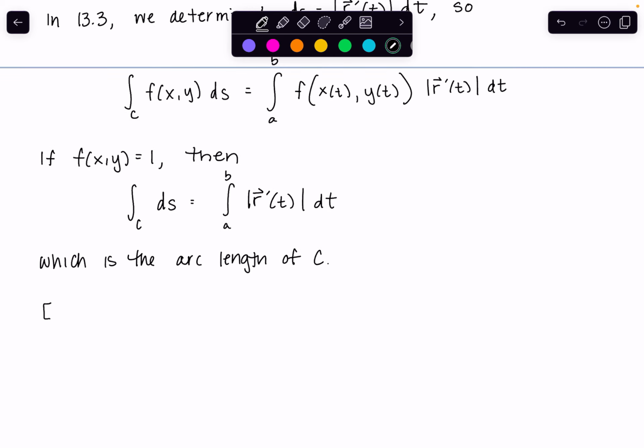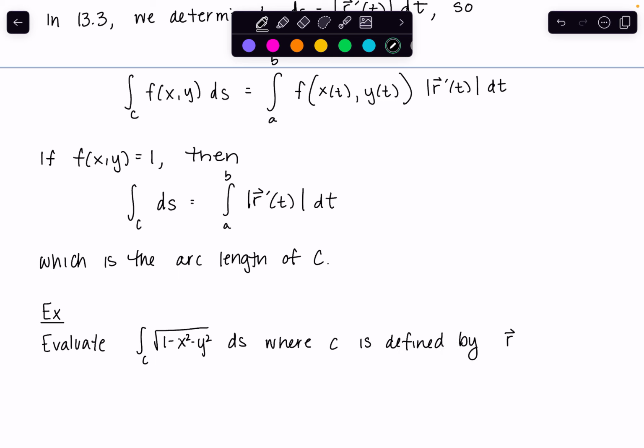So let's start with one we do not actually need to do this line integral for, because once we draw the picture, we can really just use a nice geometric formula. So let's evaluate the line integral along the curve C of the square root of 1 minus x squared minus y squared ds, where C is defined by r of t equals t, 0, for t being between -1 and +1.